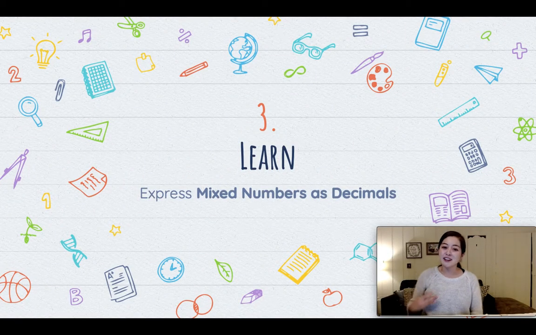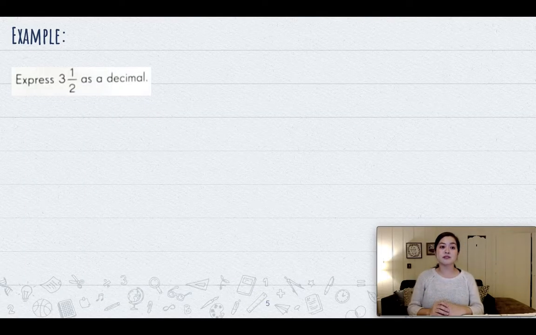All right, so we're going to continue learning how to convert fractions and decimals together. Let's talk about mixed numbers as decimals. Now, a mixed number has a whole number and also a fraction attached to it. For example, like this, 3 and 1/2. Let's express 3 and 1/2 as a decimal.